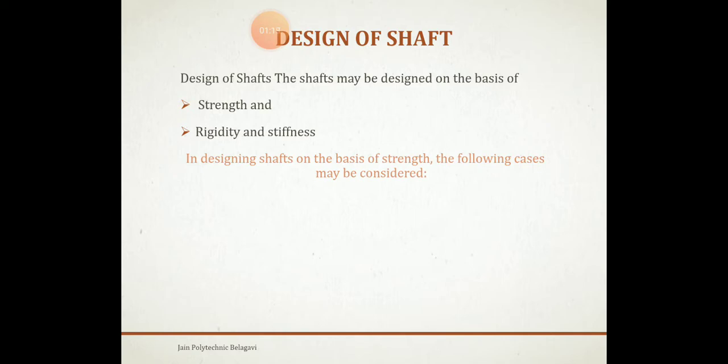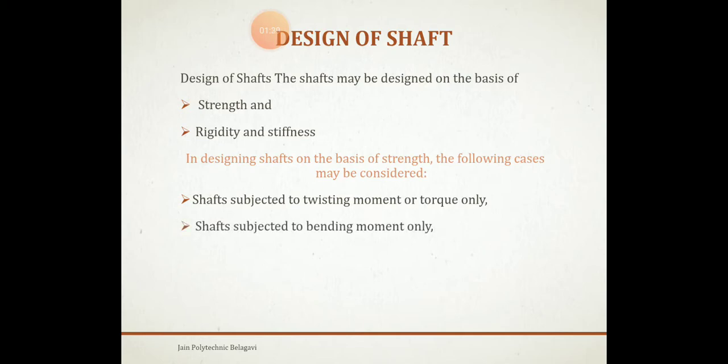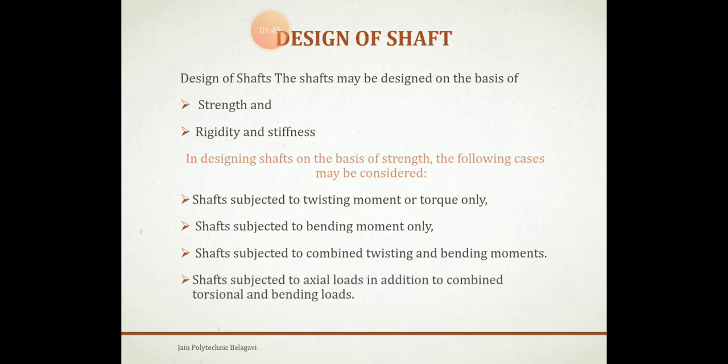In designing the shaft on the basis of strength, the following cases may be considered. We can design the shaft when the shaft is subjected to the twisting moment or torque only, the bending moment only, or the combined loading, that is twisting as well as bending moment, and the shaft may be subjected to axial loads along with the combined loading. These are some of the conditions which we can take into account when we go for designing of the shaft.